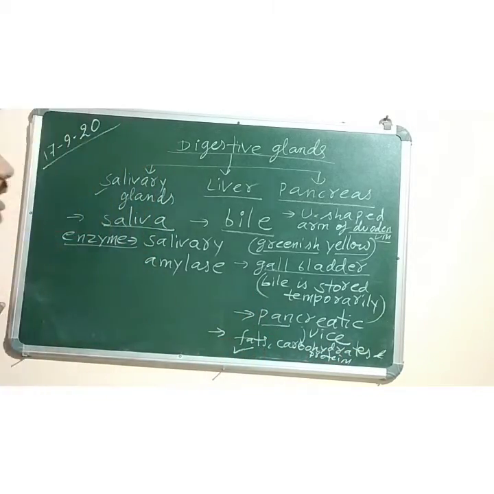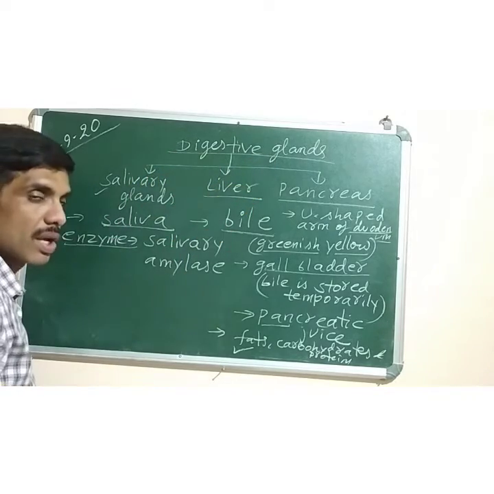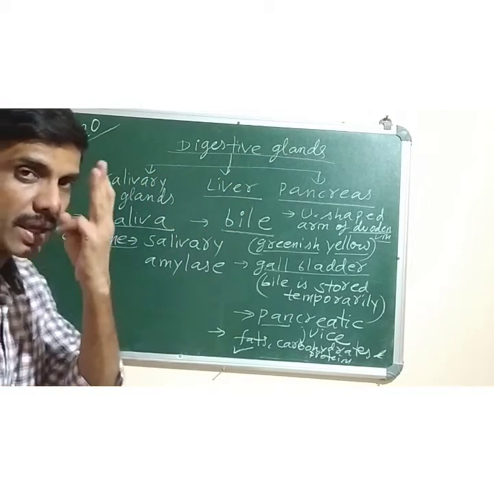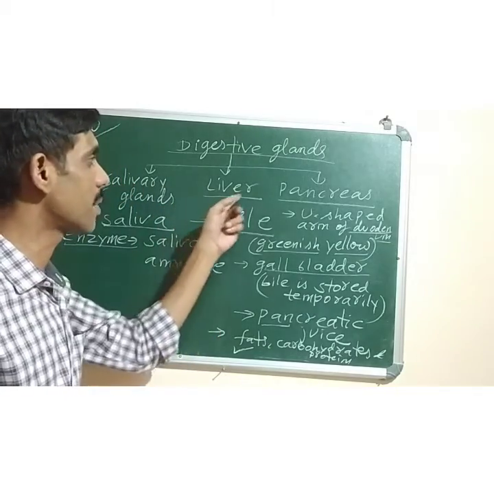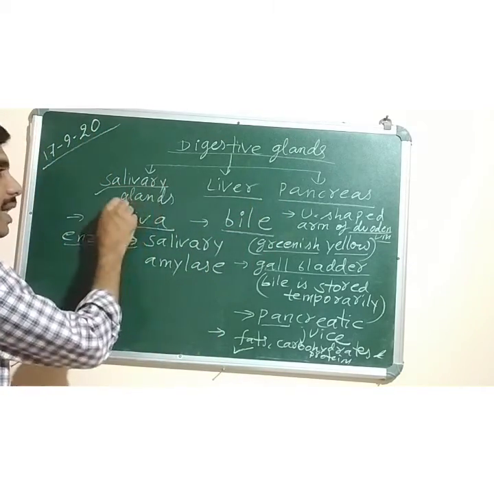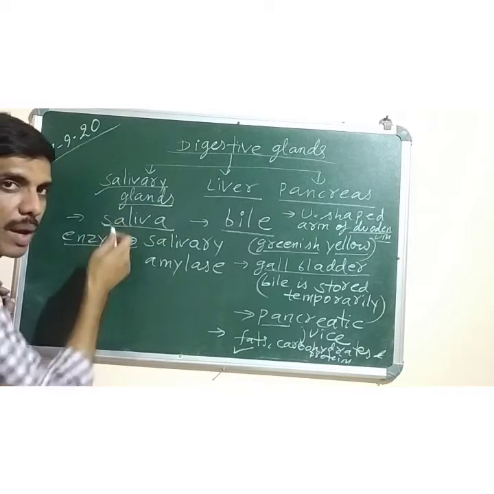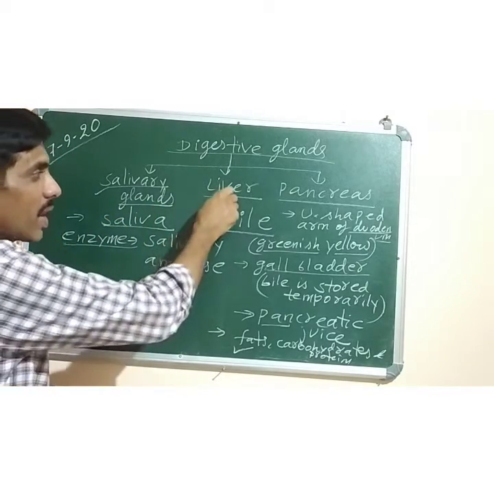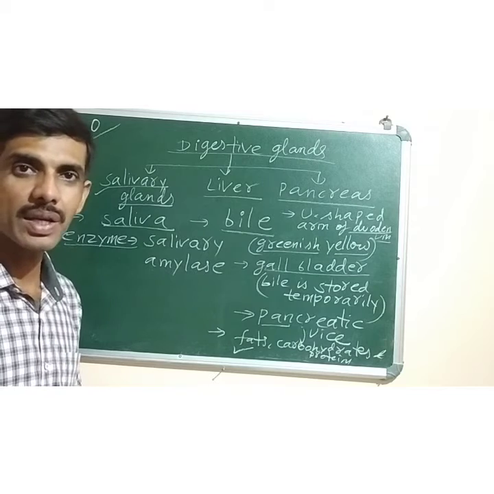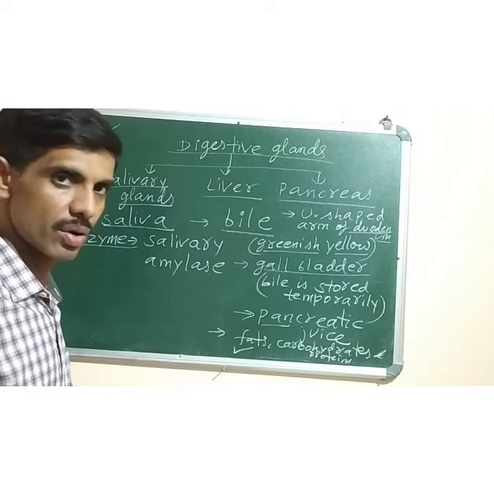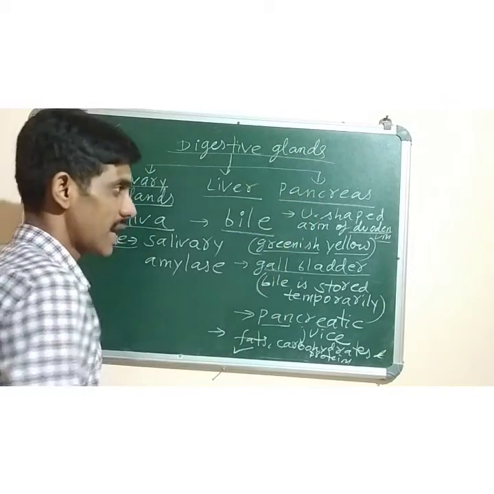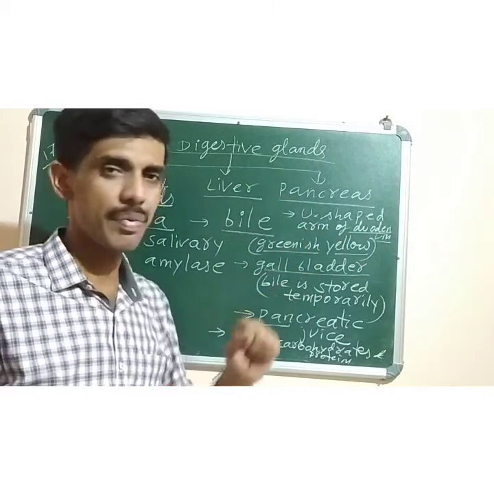So what we studied? The digestive glands. How many digestive glands are there? There are 3 accessory digestive glands. What are they? Salivary glands, liver and pancreas. Where is salivary gland located? In the oral cavity or in the mouth cavity. Where is liver located? Liver is present just above the stomach on the right hand side. Okay. Where is pancreas located? In the U-shaped arm of duodenum.